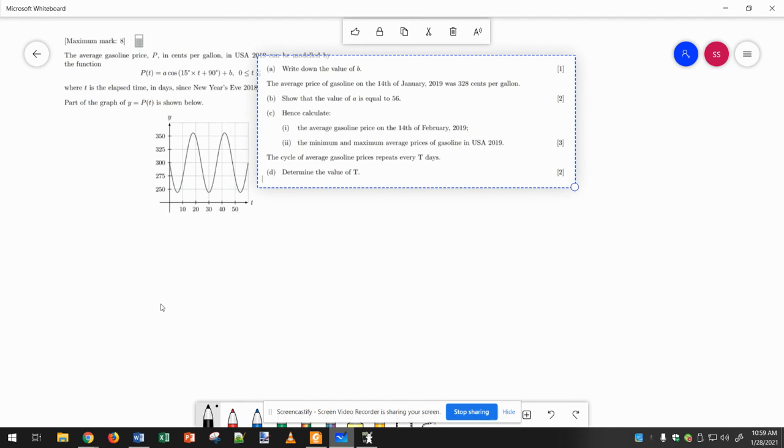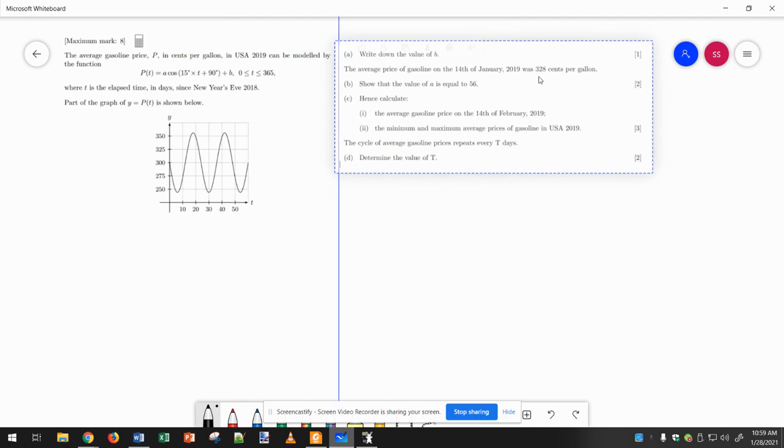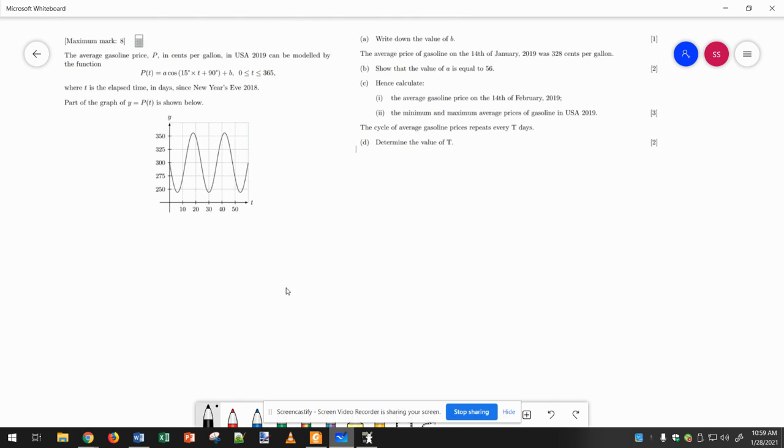Okay, the first thing that they ask for is the value of b. And so the value of b is right here. This is just going to be the y-intercept always. No matter what a is, it doesn't matter. Whatever this value is that we're adding or subtracting outside the parentheses is always going to be the y-intercept. So that's just 300. That's why that's only 1 point.